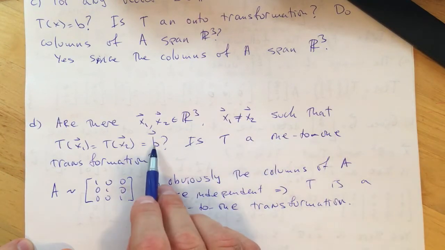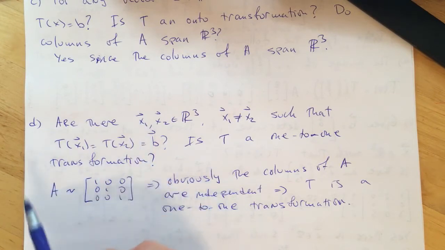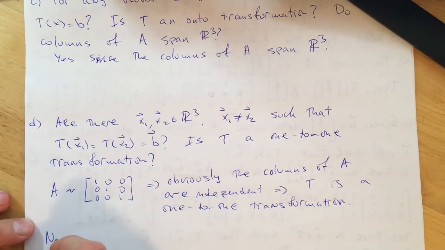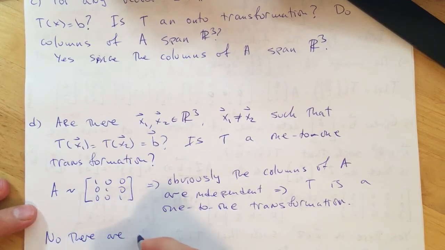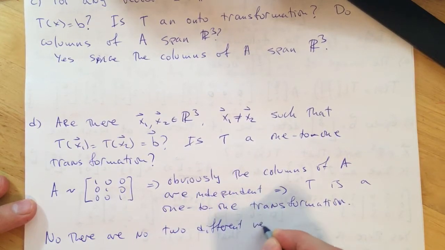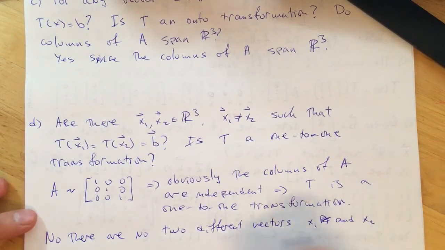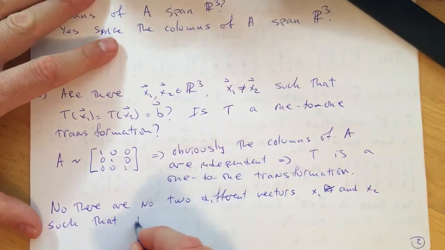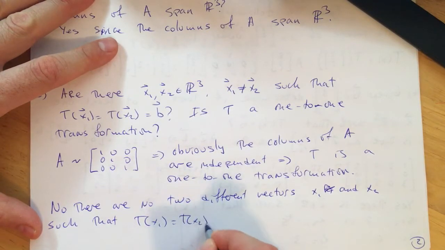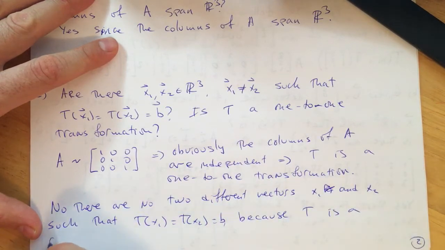That means for every single b in the image of the transformation, in the codomain of the transformation, there is only one x in the domain. So the answer to this question is no, there are no two different vectors x1 and x2 such that T of x1 is equal to T of x2 is equal to b, because T is a one-to-one transformation.